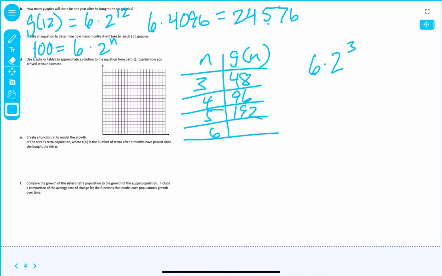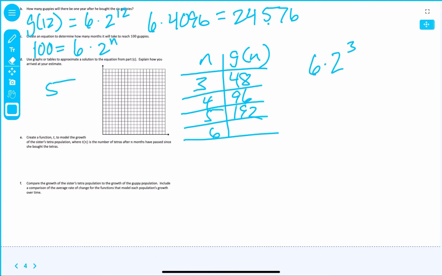We could have stopped there anyway. We knew that it was going to be 5 because we were already at 96 after 4 months, right? So we knew that the next month we were going to have over 100. So we would say that it would take 5 months to have 100 guppies. Now we're going to have 192 of them, but it's going to take that 5th month to get over 100. Okay.